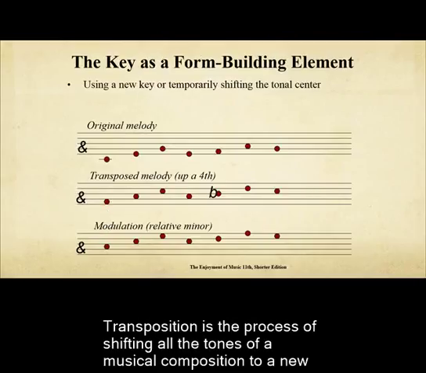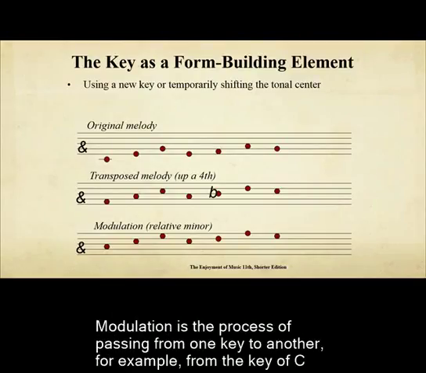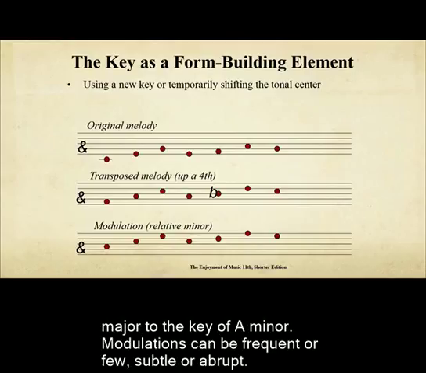Transposition is the process of shifting all the tones of a musical composition to a new pitch level while the pattern of whole and half steps does not change. Modulation is the process of passing from one key to another, for example, from the key of C major to the key of A minor. Modulations can be frequent or few, subtle or abrupt.